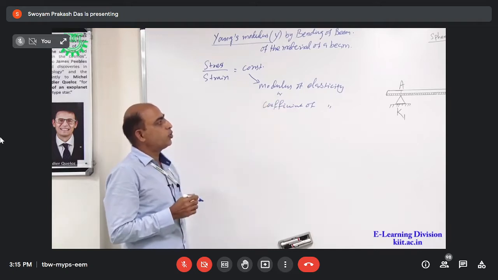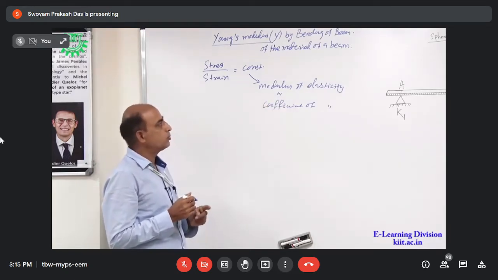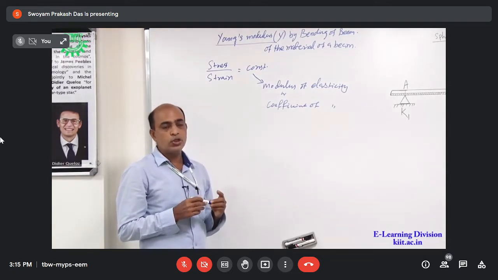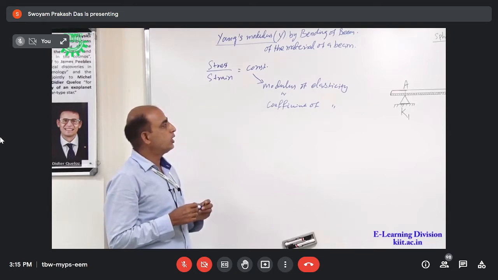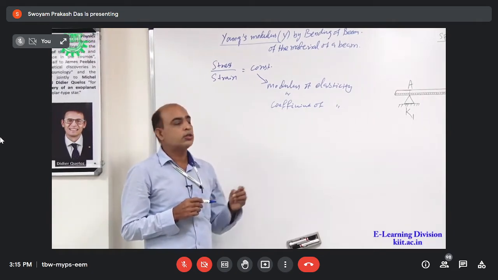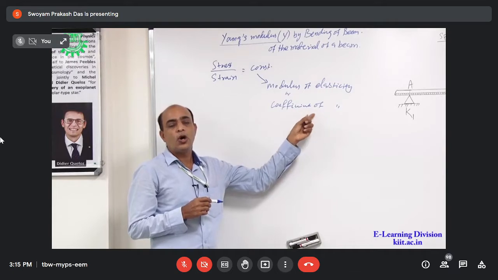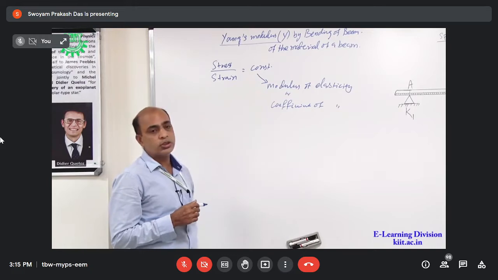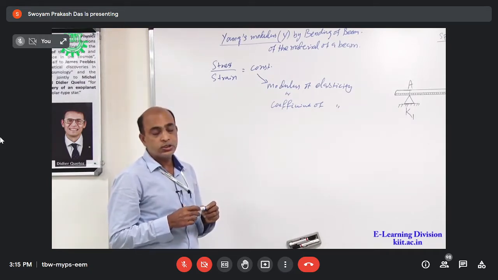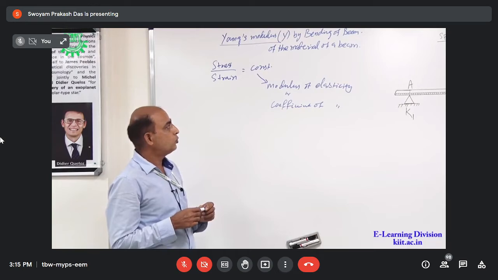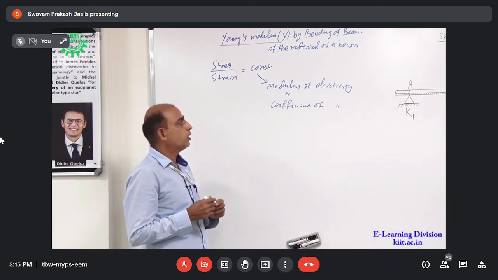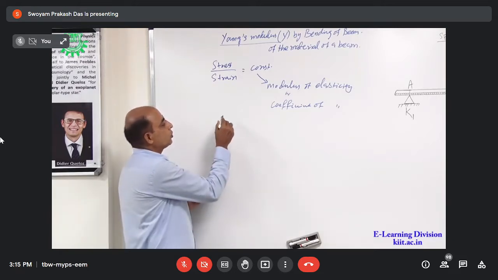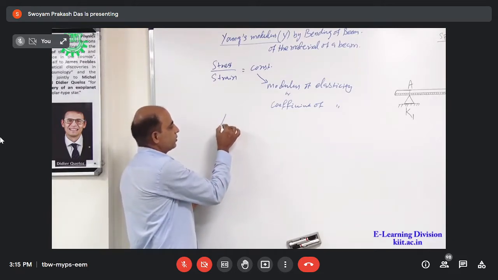As different types of moduli we know, Young's modulus, bulk modulus and rigidity modulus. Young's modulus is the modulus of elasticity of length. Similarly, bulk modulus is the modulus of elasticity of volume. And similarly, rigidity modulus is the modulus of elasticity of shape. So different moduli that we know, and each is constant for a particular material. So what is Young's modulus?